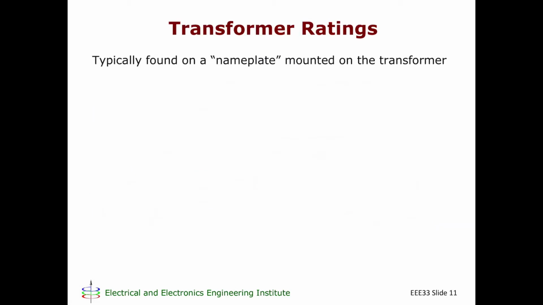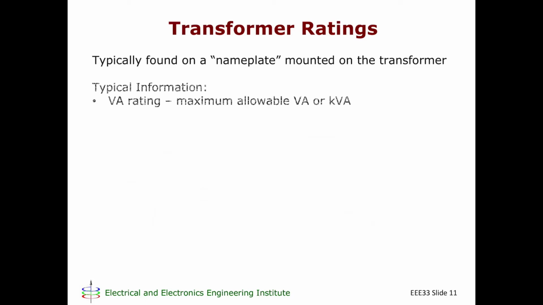Let's discuss transformer ratings before we move further. This is typically found on a nameplate mounted on the transformer. What type of information do you expect to find? Well, first, it will give you the volt ampere rating. This is the maximum allowable volt ampere or kilovolt ampere. So recall that volt ampere is equal to E RMS multiplied by I RMS. The RMS values of the voltage and current multiplied together.